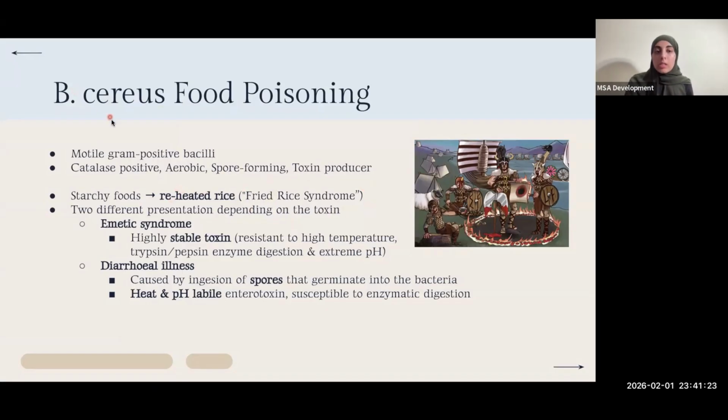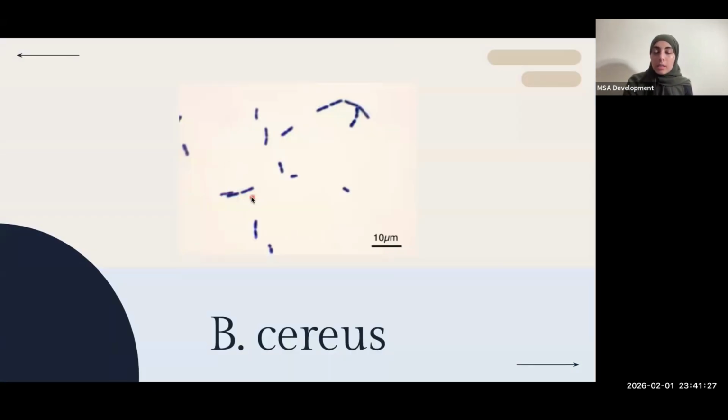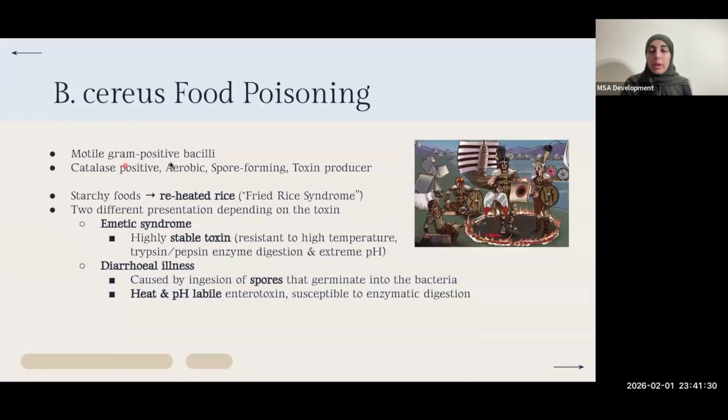What is Bacillus cereus? It's a motile gram-positive bacilli. Okay, look at this. It's bacilli and it's gram-positive, and it's motile. If you remember the sketchy picture, just to jog your memory, you look at this guy over here, holding a bowl of rice because Bacillus cereus food poisoning is what you see when someone eats reheated rice.